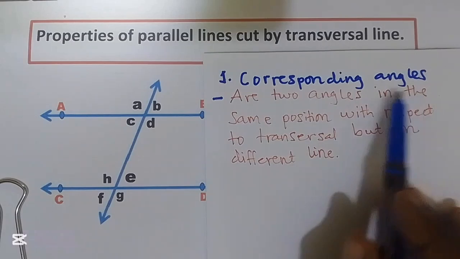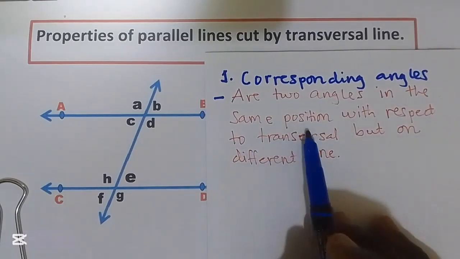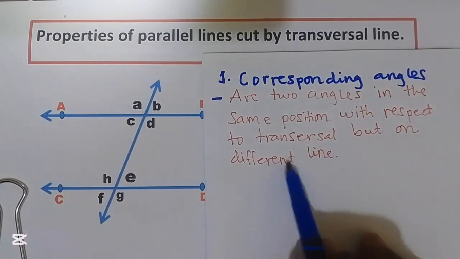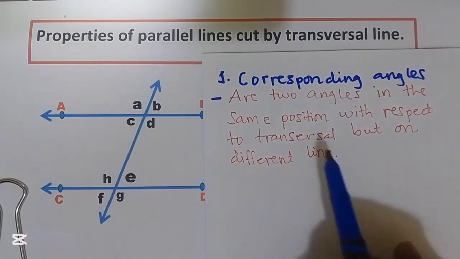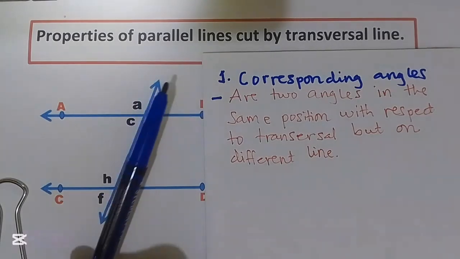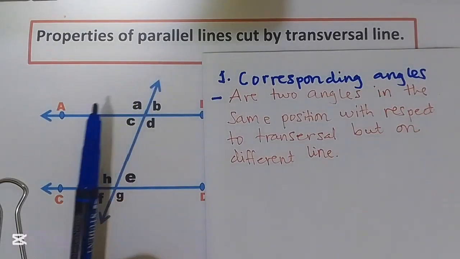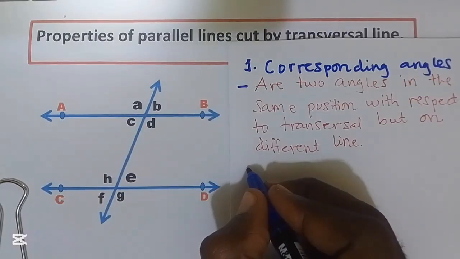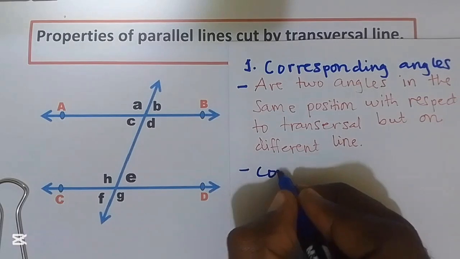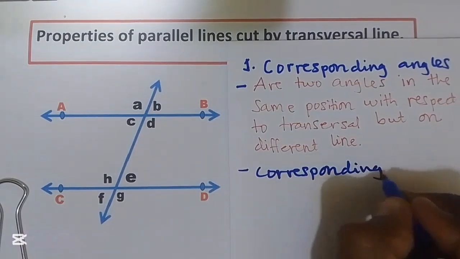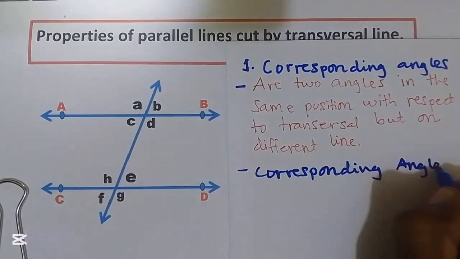Corresponding angles are two angles in the same position with respect to the transversal but on different lines. Example, angle A and H, they are corresponding to each other. They are in the same position with respect to the transversal line, but they are on different lines. We know that corresponding angles are equal.